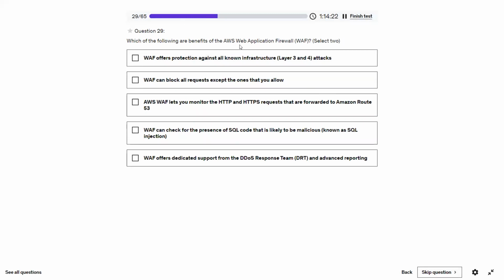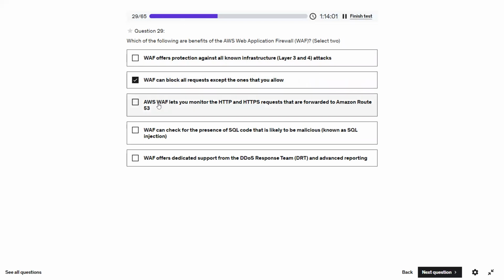Which of the following are benefits of AWS WAF, the web application firewall? It will basically prevent firewall attacks. Protection against infrastructure layers 3 and 4 is totally wrong. It prevents attacks at application layer 7, that is HTTP. WAF can block all requests except the ones that you allow.